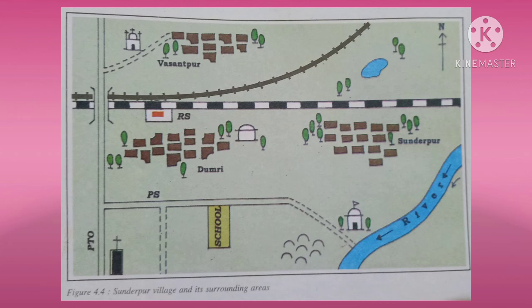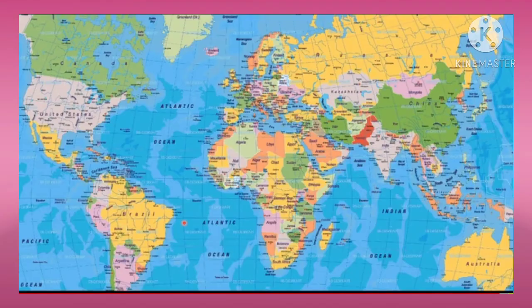Okay, children, let us wind up today's class. This chapter is over. Today you have to do two activities given in your textbook, that is, figure 4.1 and figure 4.4. There are some questions given there. You have to find the answers from that figure. Look at the figure carefully, understand it, and find out the questions given. Okay, so this chapter is over.